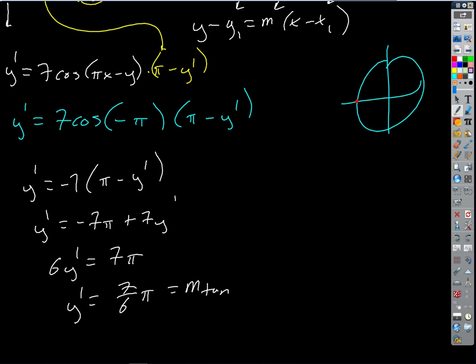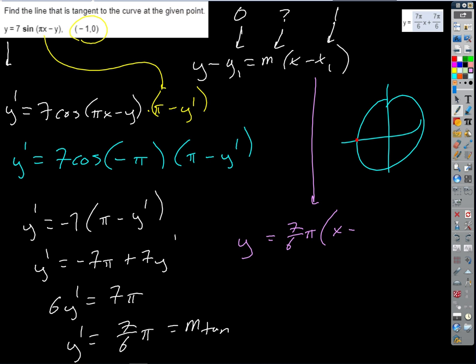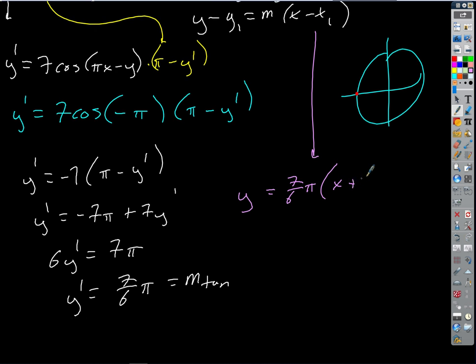So if we go back up to this step up here, and we plug everything in, we just get y minus 0 equals the slope times x minus -1, so x plus 1. I just distribute and I'm done.